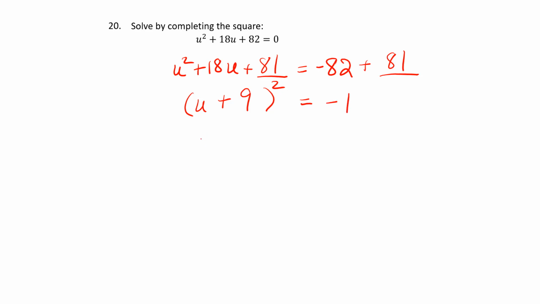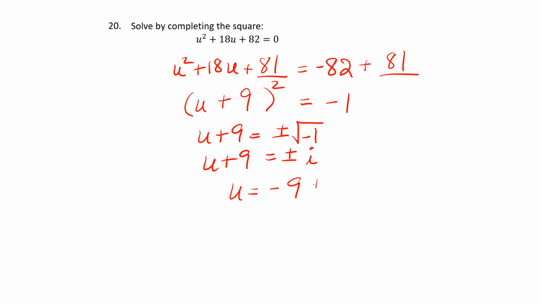Take the square root on both sides. u plus 9 is equal to plus or minus the square root of negative 1. So u plus 9 is equal to plus or minus i. The square root of negative 1 is i. Now we just subtract 9 on both sides, and we have u equals negative 9 plus or minus i. And that would be your final answer, because it is in the correct form.